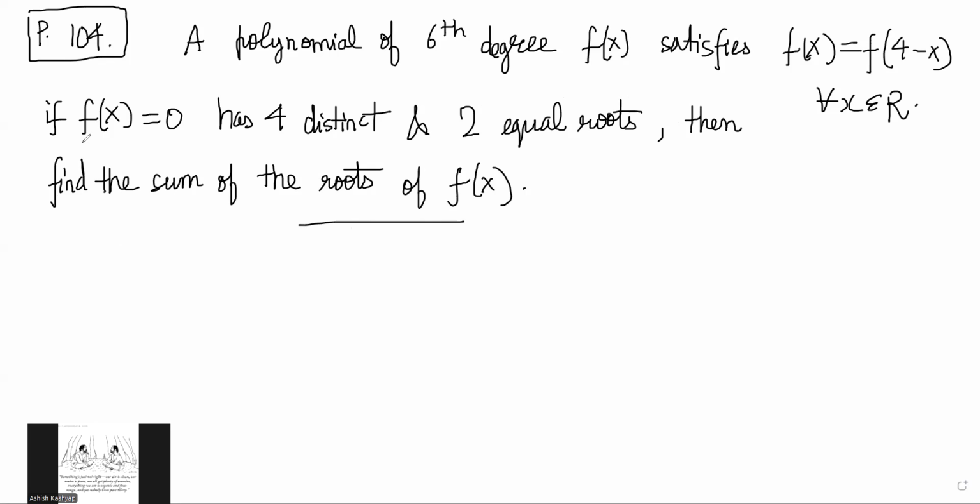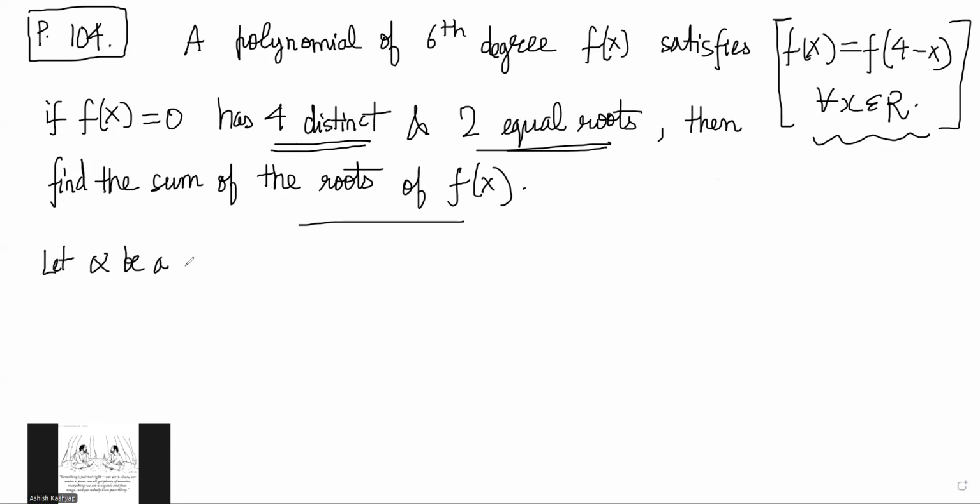Okay, so basically we have a 6th degree polynomial. We are supposed to have 6 roots for it. The condition has been given that f of x is equal to f of 4 minus x for all x belongs to real, right? Now, it has also been said that there are 4 unequal roots and 2 equal roots of this polynomial, right? So let's say, let alpha be a root of f of x equal to 0.